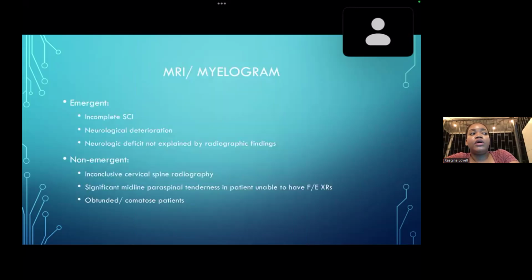So a little bit more on MRI. It may be emergent if there's an incomplete spinal cord injury, if there's neurological deterioration, so worsening deficit or a rising level, and also if neurologic deficit is not explained by radiographic findings. And this includes if the evident fracture level is different from the level of deficit on exam, or if there's no bony injury identified on initial imaging.